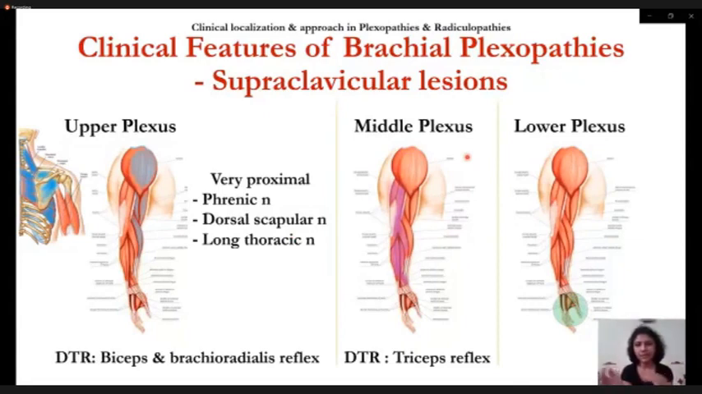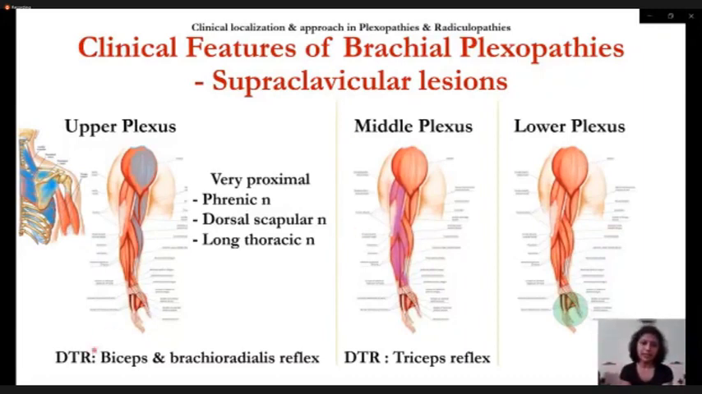The middle plexus comprises the C7 root and the middle trunk, which is nothing but a continuation of the C7 root, and therefore the clinical features resemble a C7 radiculopathy. Now, isolated lesions of the middle plexus are rather rare, but when they occur, they cause weakness of the elbow, wrist, and finger extension.